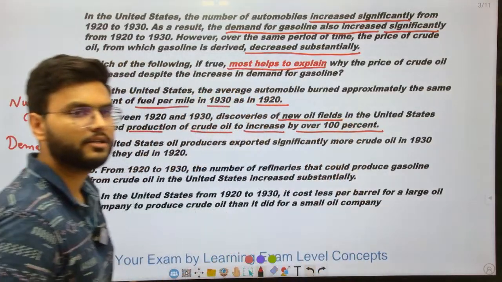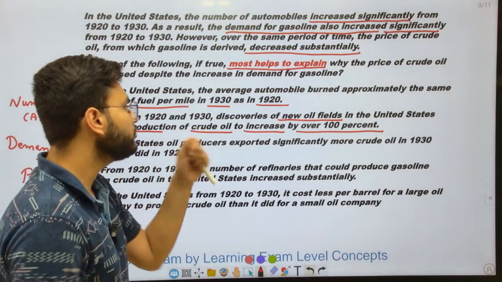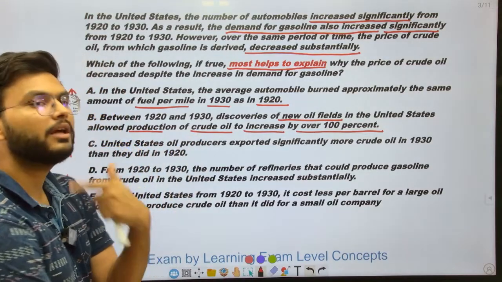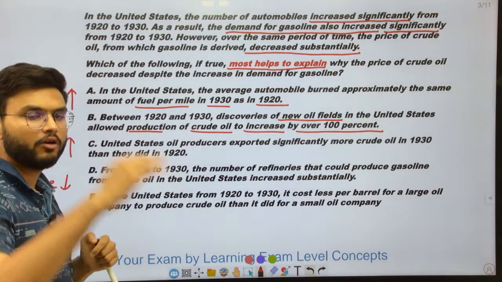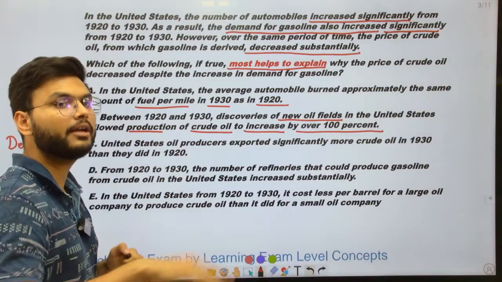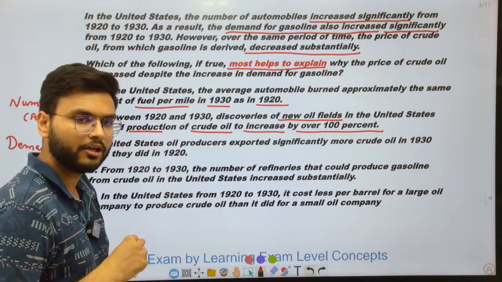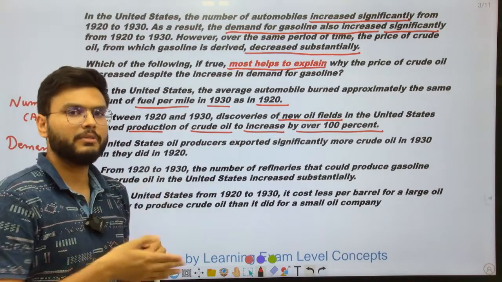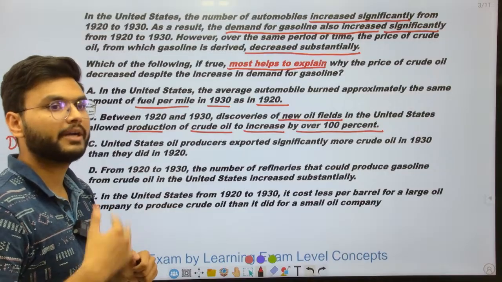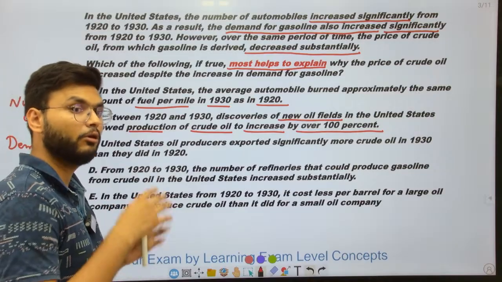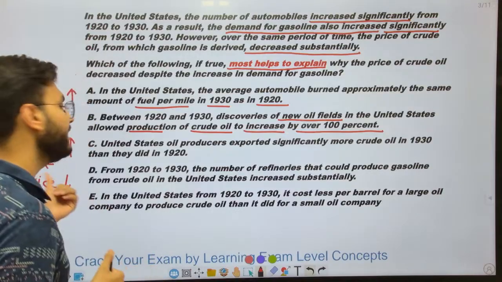And what are those new oil fields doing? They are producing crude oil by over 100%. It means your production has automatically amped up by over 100%. It means that it can give me a reason to believe that, all right, in normal scenarios, if demand increases, price also increases. But what about production? If production has also increased by over 100%, then there is a possibility that price might not increase.